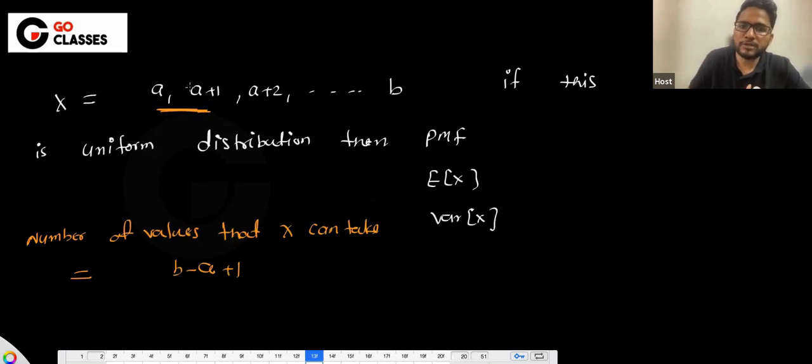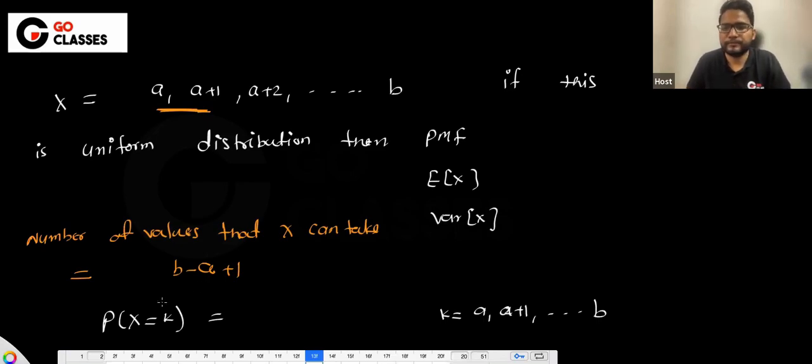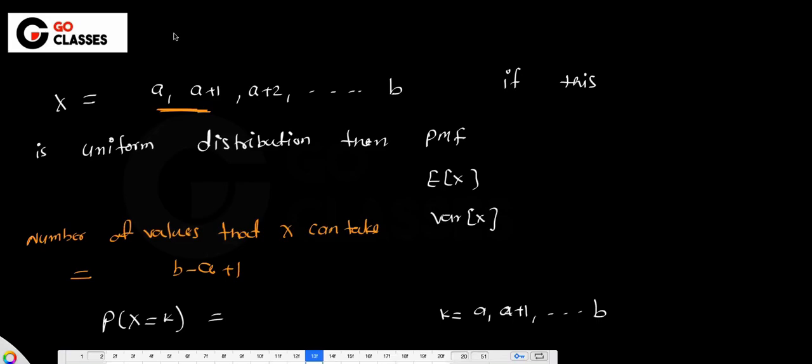Why plus 1? Because if you take b as just a plus 1, then a plus 1 minus a will be 1. But the total number of values is 2, so that's why we are adding plus 1. You can check with a and a plus 1. If you just do b minus a, it will give you 1, but you have to add 1. So b minus a plus 1. Now, can you write the PMF? Can you tell me the probability of x equal to k, where k is anything from a to b, a plus 1 till b? What should be the answer here in the PMF?